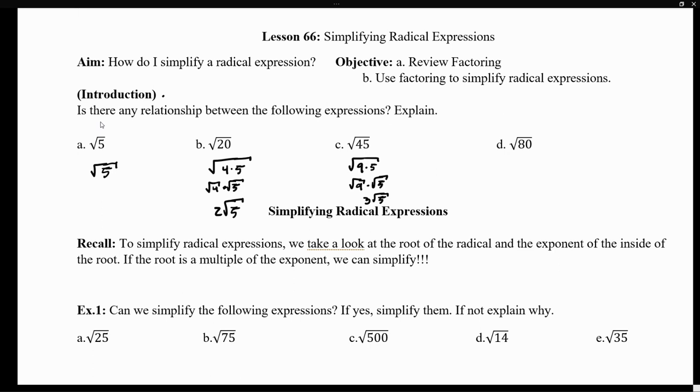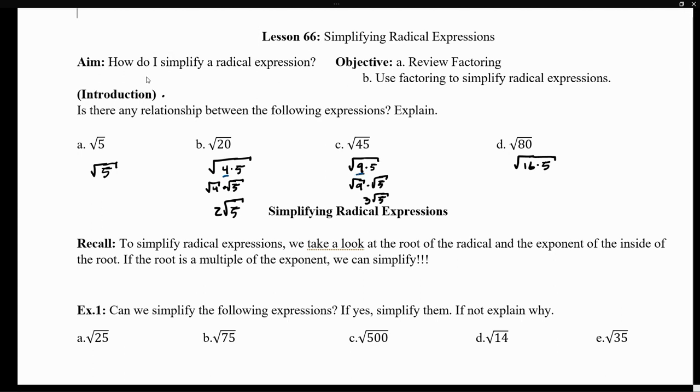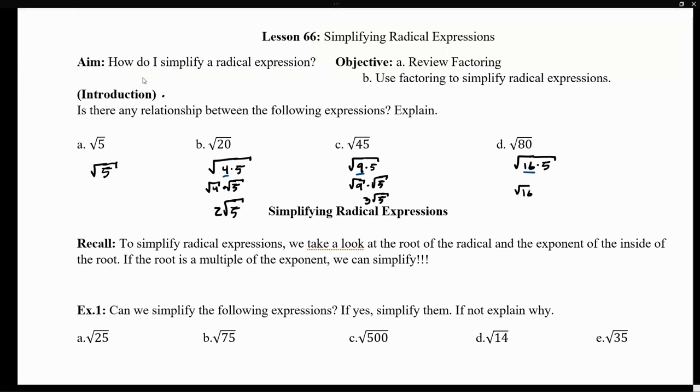Taking a look at 80. Again, we want to see, can we simplify the square root of 80? Well, I can see that 80 can be written as 16 times 5. But now notice that I'm always choosing numbers that I do know the square root of. In this case, we knew what the square root of 4 was, the square root of 9. We do know what the square root of 16 is. Once I have this, I can rewrite this expression as the square root of 16 times the square root of 5. The square root of 16 is just 4. So now this becomes 4 times the square root of 5.